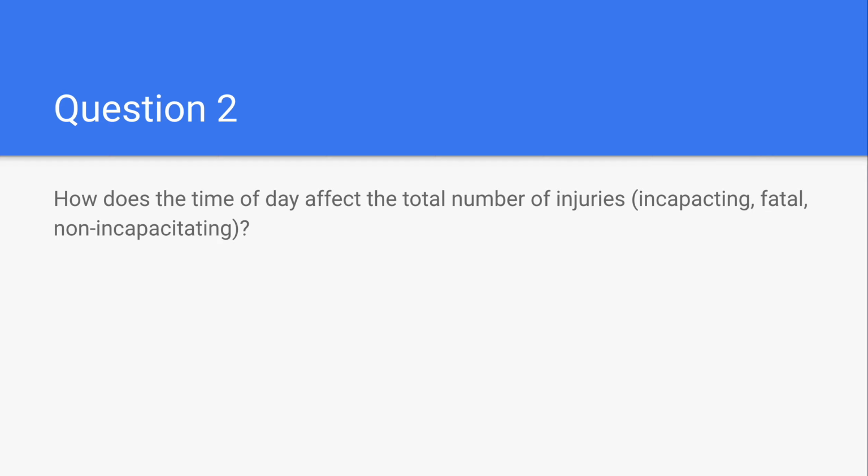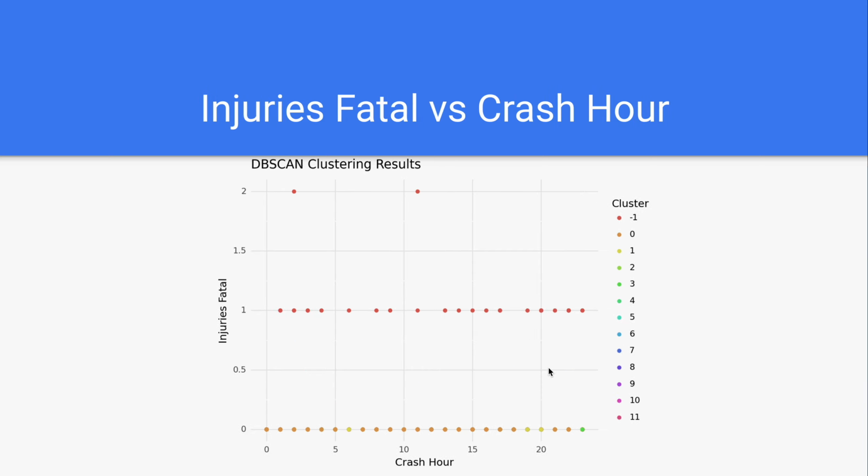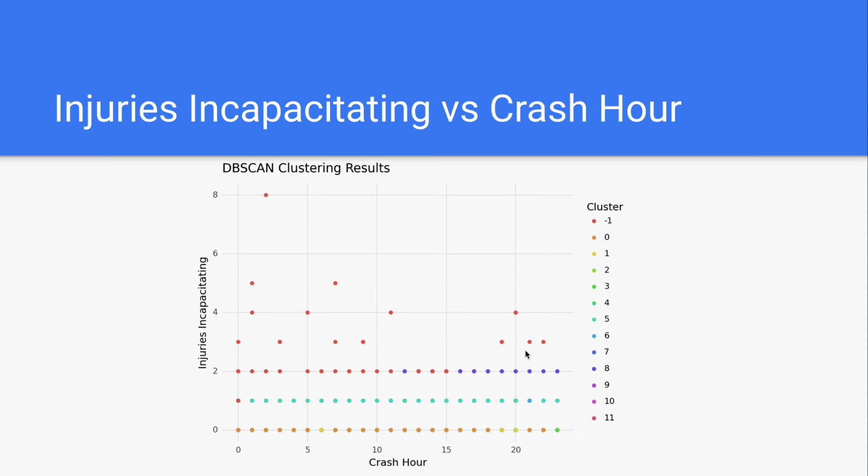So here is our first graph. This is the scatter plot of the dbScan clusters of injuries incapacitating versus crash hour. In this scatter plot, we can see that there's a cluster from 4 p.m. to 12 a.m. right here. This purple cluster I'm circling here with my mouse.